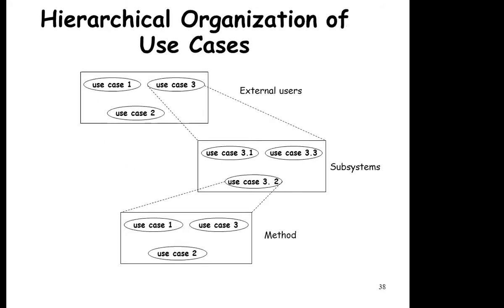Just see an example. So external users are there, which is shown. It can have a hierarchical organization also, where under one use case there is another. Like in use case 3, there is 3.1, 3.2, and 3.3. So it can have subsystems also. That is the hierarchical organization of the use cases. I'm going to show you the full diagram in an example.